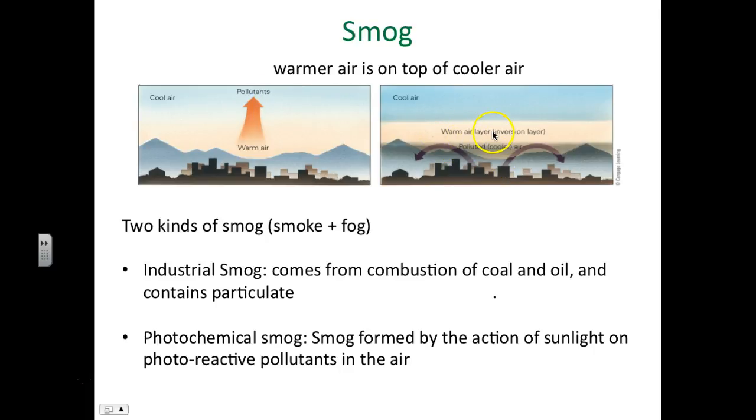However, with a thermal inversion, there's a stationary warm layer on top of a cooler, denser layer. So what happens is the pollutants get trapped in this cooler, denser area near the Earth's surface, and that reduces our visibility and creates a higher AQI, air quality index. Did I say AGI? AQI, air quality index. There we go, air quality index.